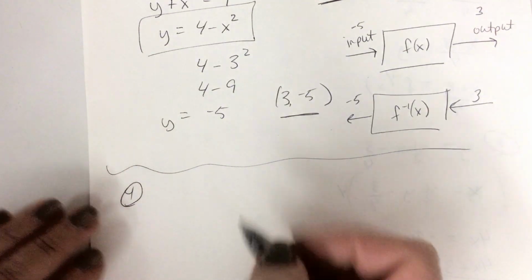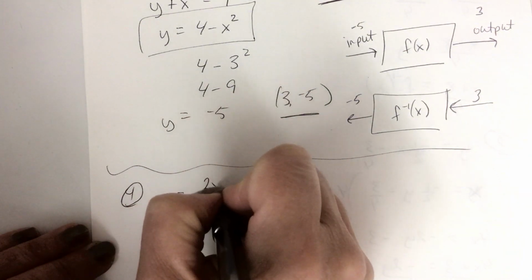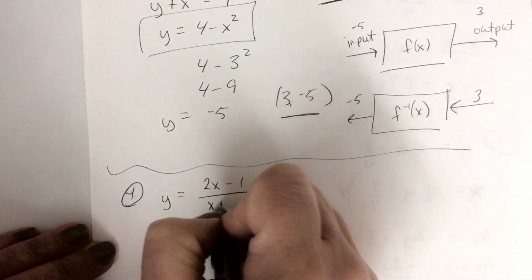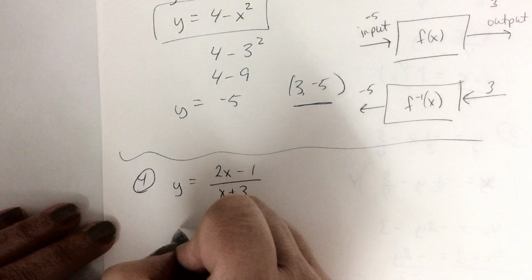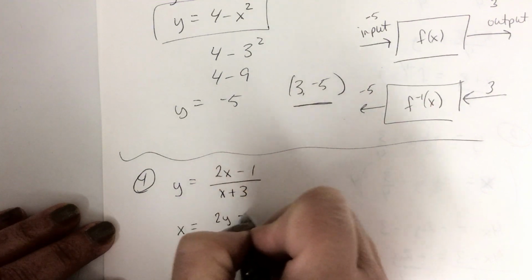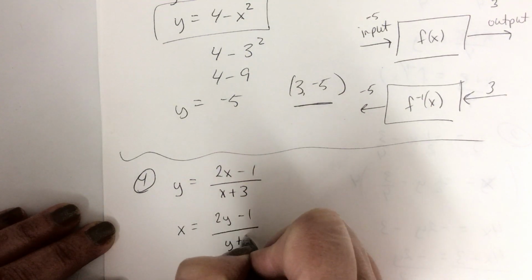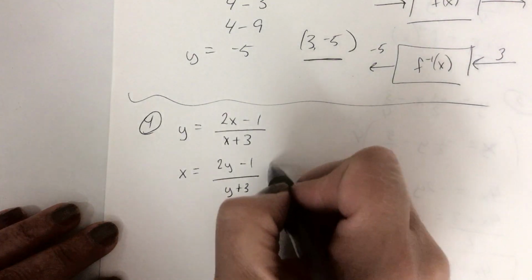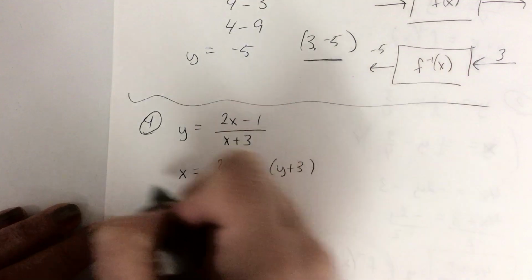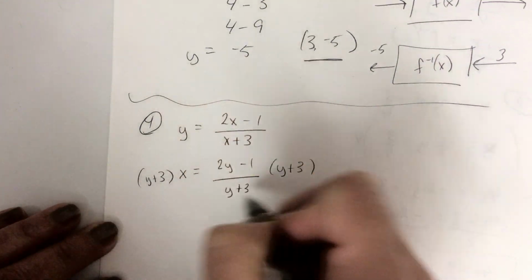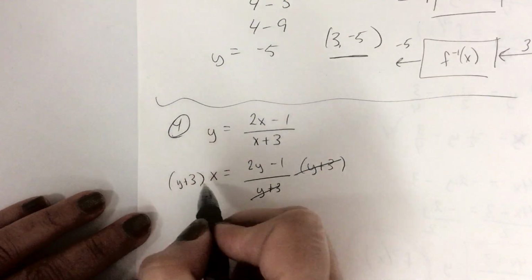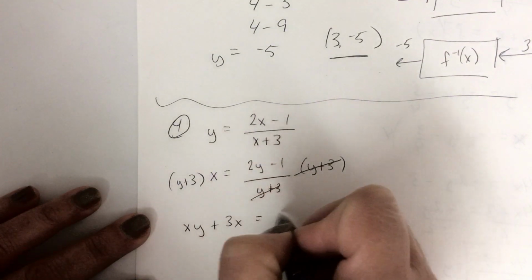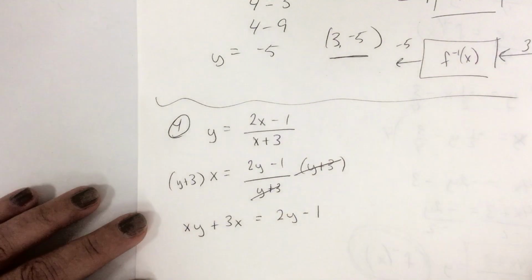So let's do y equals 2x minus 1 over x plus 3. So we'll switch our x and y. We get x equals 2y minus 1 over y plus 3. So the first thing we have to do is get rid of this denominator. So I'm going to multiply both sides by y plus 3. So if I distribute that x through there, I get xy plus 3x equals 2y minus 1.